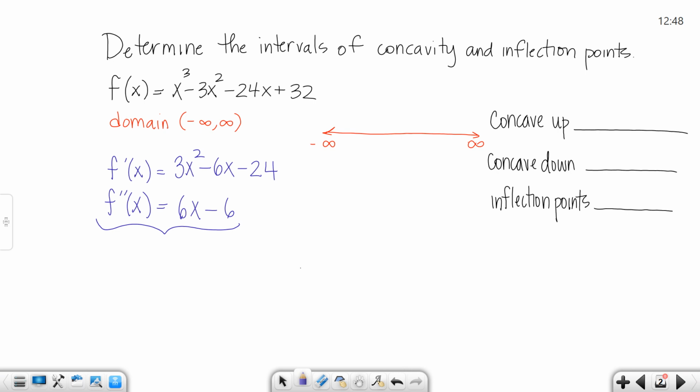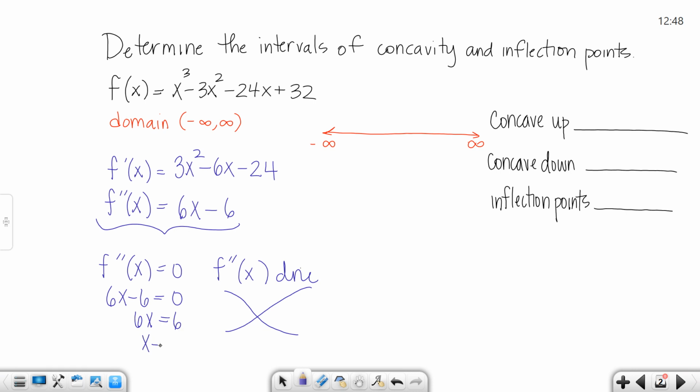Find where that derivative equals 0, or where it does not exist. Okay, it only does not exist if there's a denominator, which there's not. So you take 6x minus 6, that's your second derivative, and set it to 0. So we're going to put x equals 1 on our number line.